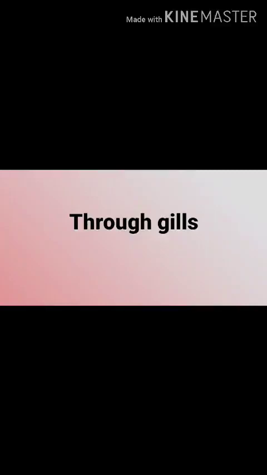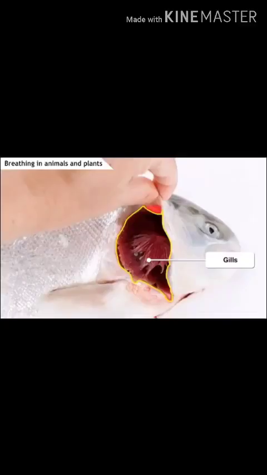Then next is through gills. You know that fishes use gills for exchange of gases. Gills are made up of a large number of filaments, richly supplied with thin blood vessels called capillaries. As water enters through the mouth, it flows over the gills and the blood in the capillaries absorbs oxygen and gives out carbon dioxide through its walls.